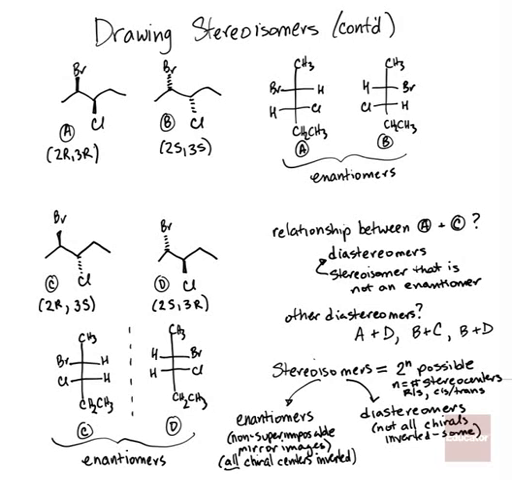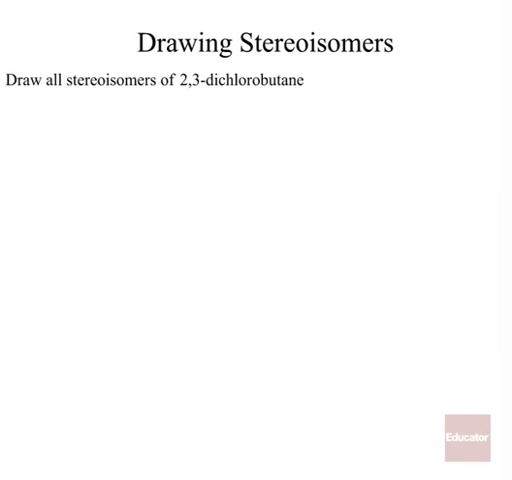Let's take a look at another example. How about if we wanted to draw all stereoisomers of 2,3-dichlorobutane? Now, what would be a systematic way of doing that? We could draw a 4-carbon chain. There's butane, and we have a chlorine. Let's draw them both as wedges to start off with. That would be one possible stereoisomer. Turns out that this is 2R, 3R. I'll let you check that on your own. And we can call this structure A.